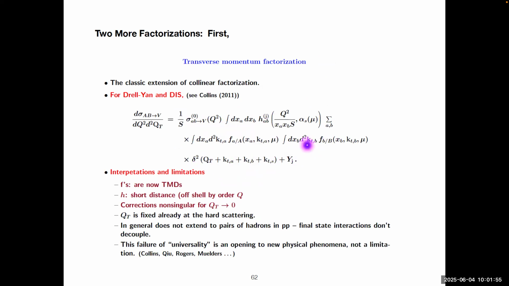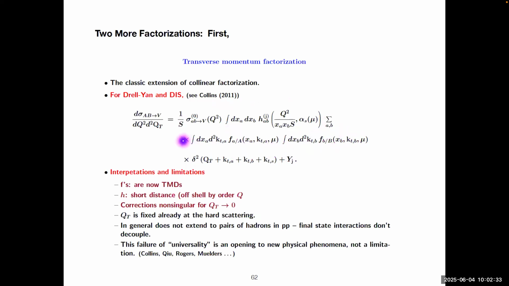And you can look in Drell-Yan, or deep inelastic scattering. Here's the Drell-Yan form, where A and B produce a pair, a muon pair. The Fs are now TMDs. You have some short distance cross section. So you see this general form that we started out with at the beginning: calculable short distance, long distance to be determined. But now the long distance is in convolution with the short distance, not just in terms of the collinear fraction X, but also in terms of the transverse momentum distributions.